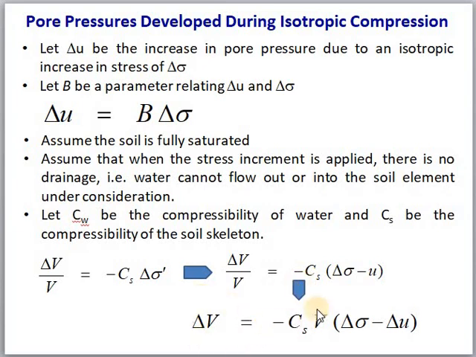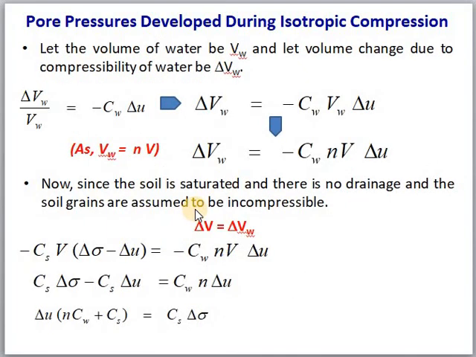So delta V equal to minus Cs multiplied by, taking the V to this side, capital V into delta sigma minus delta U. Now similar to the change in volume expression for the soil, we have a change in volume for the compressibility of water. For compressibility of water, the variable is the pore pressure. So here you have an expression delta Vw by Vw equal to minus Cw into delta U, where Cw is the coefficient of compressibility of water. Modifying this by moving Vw to the right hand side, you have delta Vw equal to minus Cw Vw delta U.